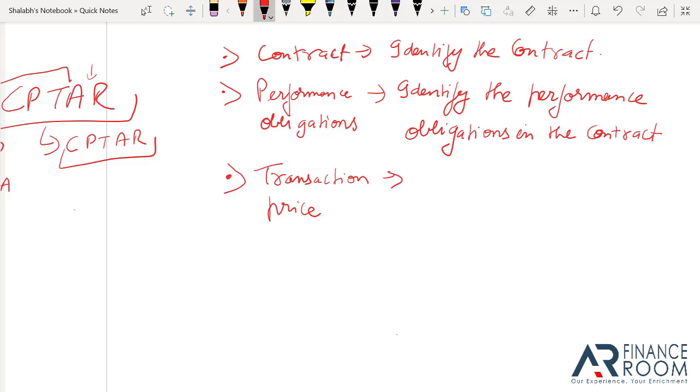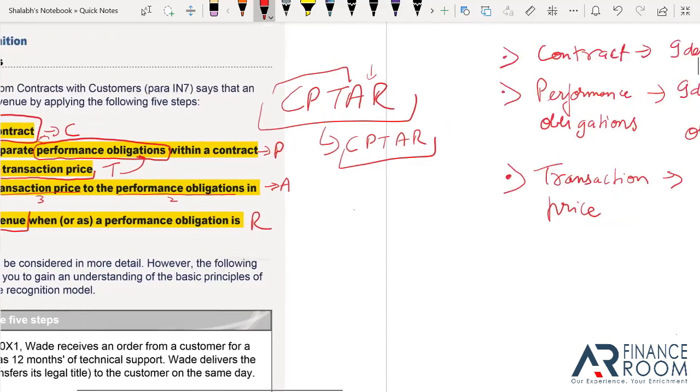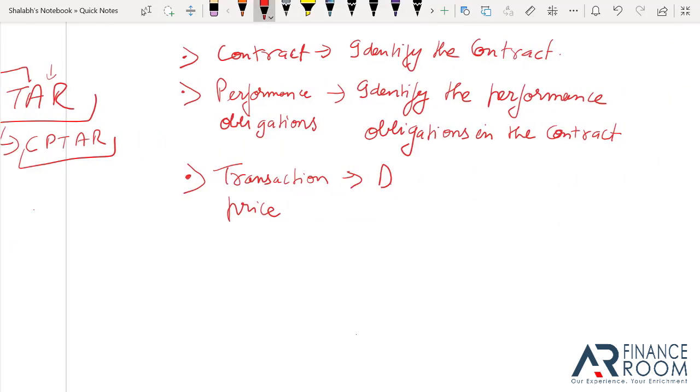Okay, so now what's the point? Now you have to see, determine. The word is not identified. Determine the transaction price.